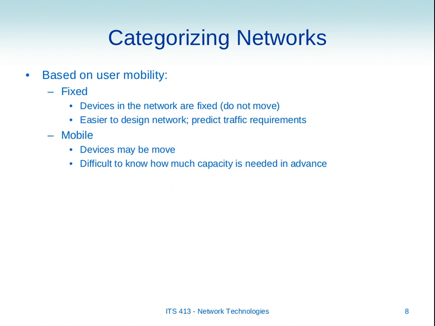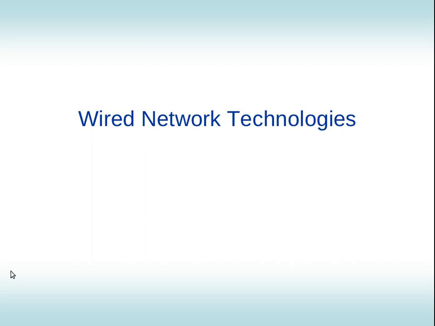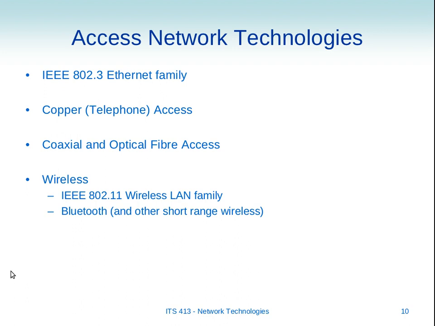Of course, being mobile is nice. It's convenient for the users. So, a brief coverage of how we could classify different networks. And now we're going to go through some example network technologies that fit within those different categories. First, looking at wired networks, and then we'll look at wireless networks. And for the wired networks, we'll start by looking at access networks. So the networks that us end users use on a regular basis, not the internal core networks. We'll look at them next.